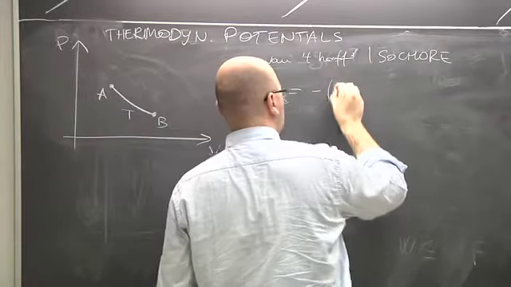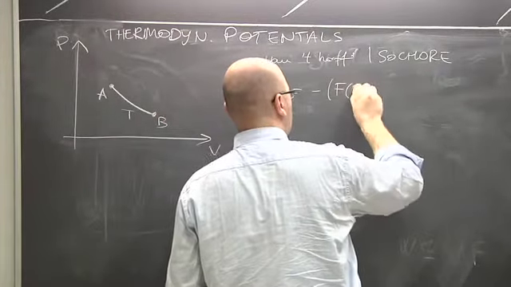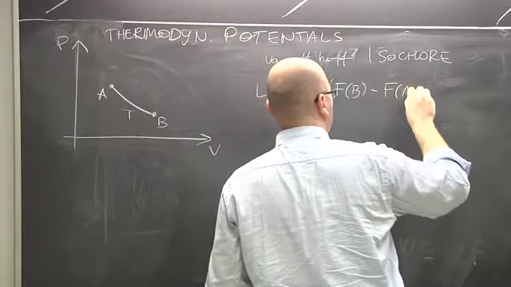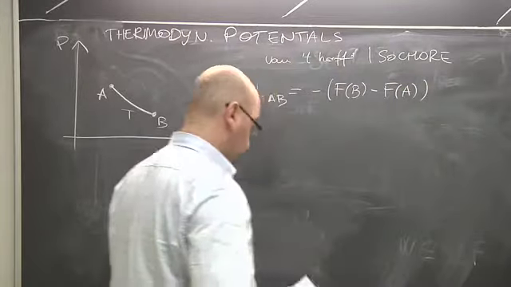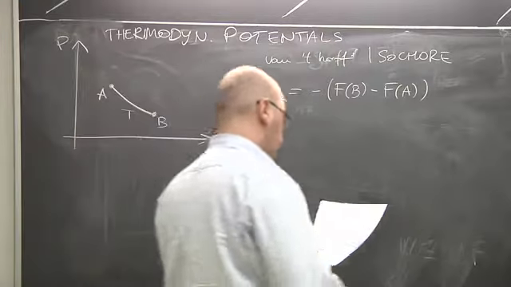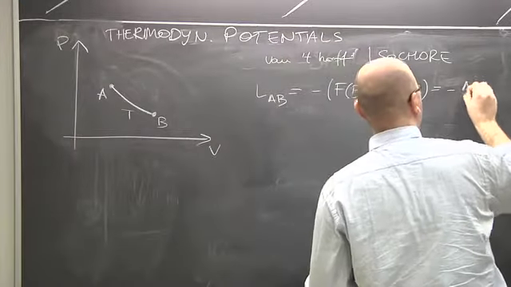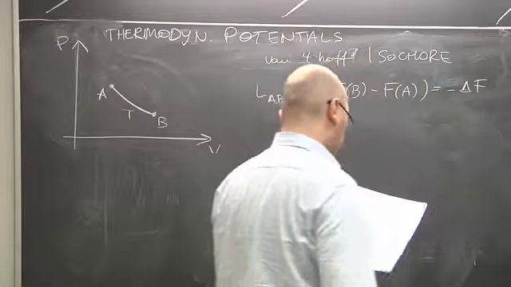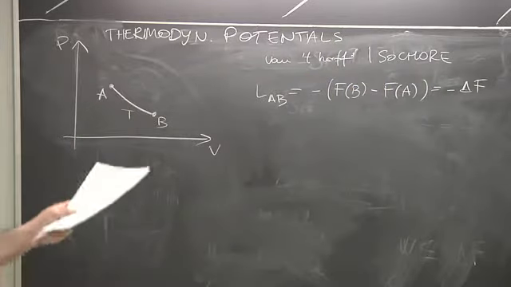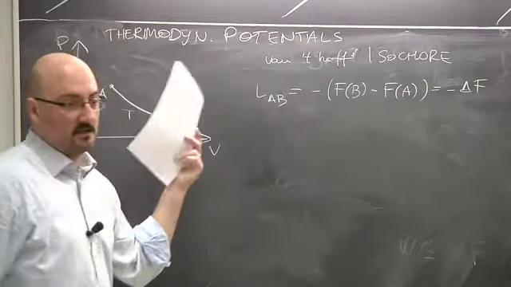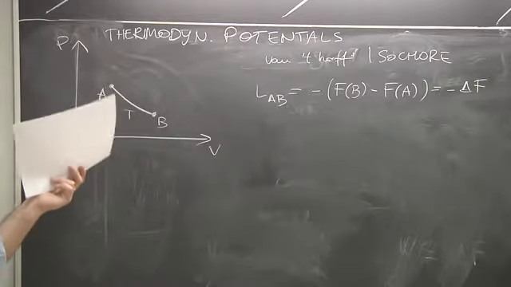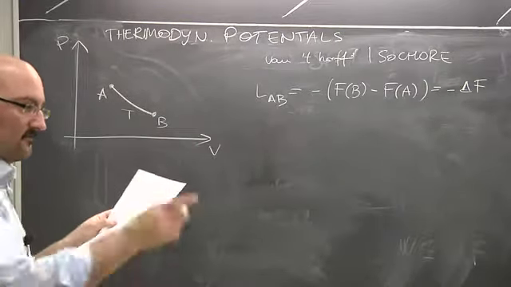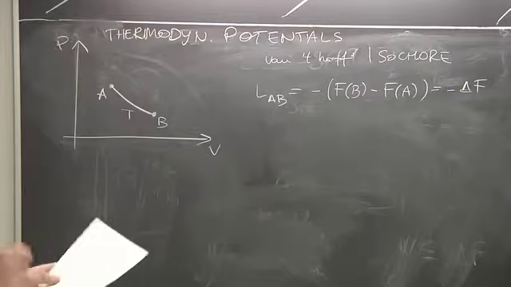It's minus F of B minus F of A. Let me call it minus delta F. The equality sign is because the transformation is reversible. You're becoming quite fast in answering reversible.